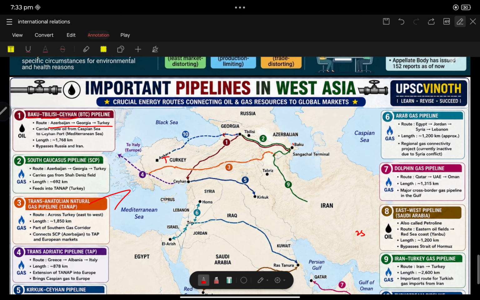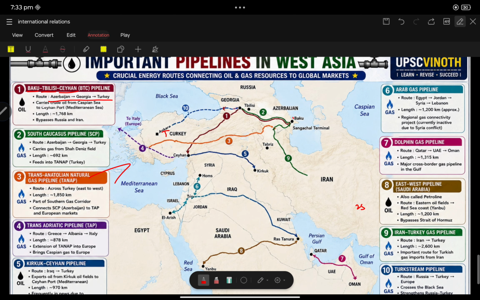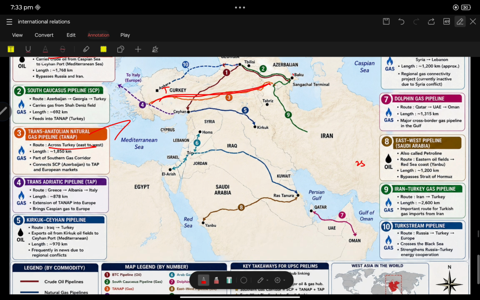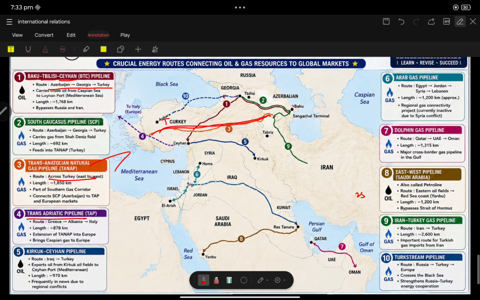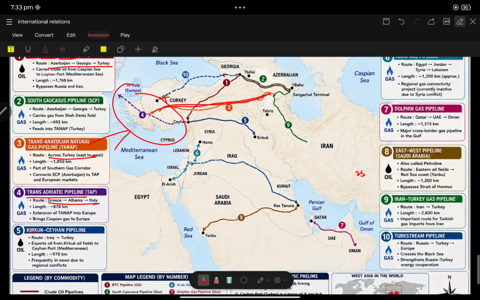Trans-Anatolian natural gas pipeline. See, this is the Trans-Anatolian natural gas pipeline across Turkey. Trans-Adriatic pipeline. See, the Adriatic pipeline passes through the Adriatic Sea. Greece, Albania, Italy.